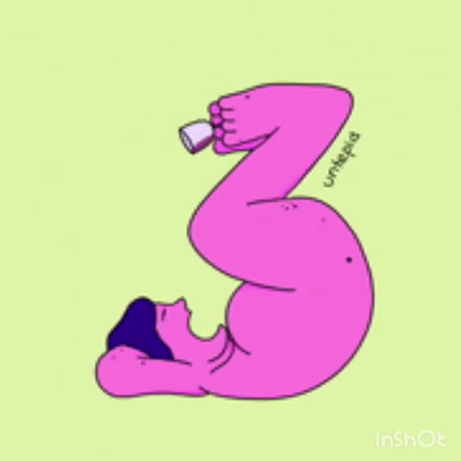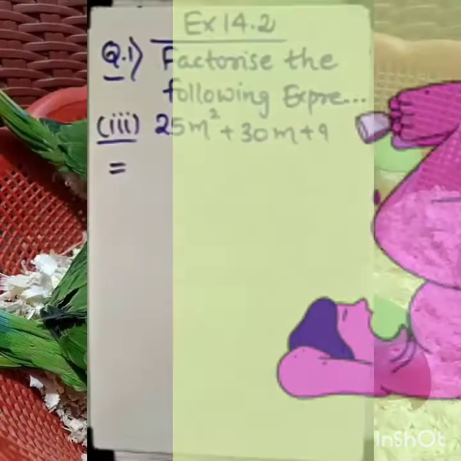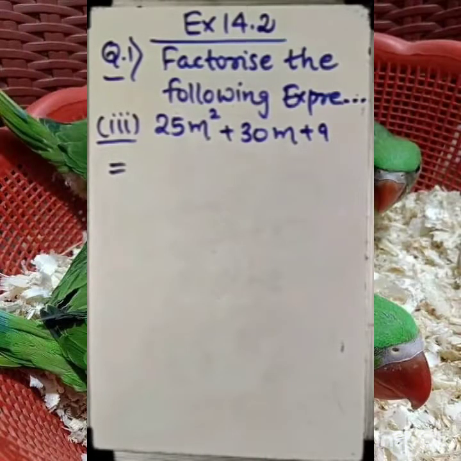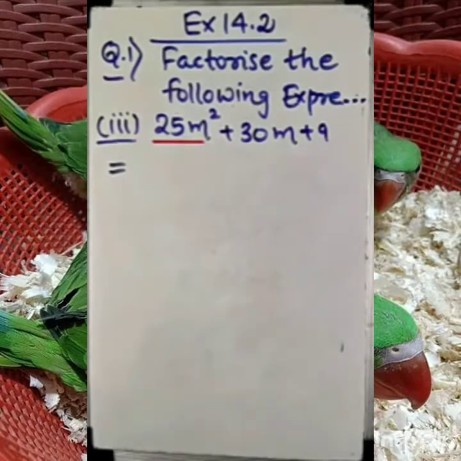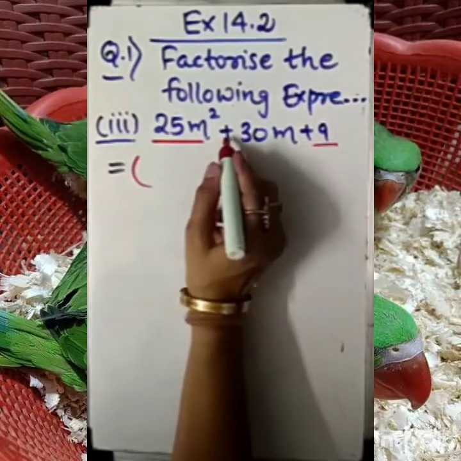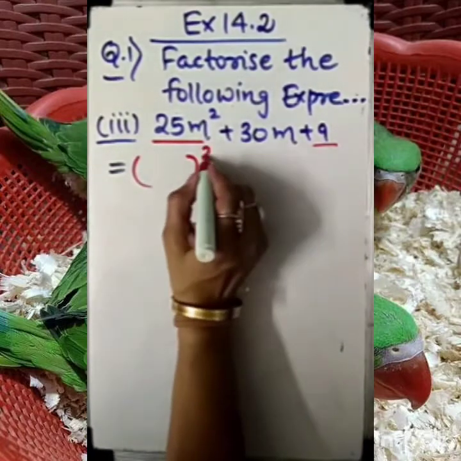The third one, we are given 25m square plus 30m plus 9. Now how to decide which identity we have to apply here? For that, dear student, work on the first term. 25m square is a perfect square of 5m. 9 is a perfect square of 3. So, my dear student, here it is a plus sign. So, we will apply the first identity.